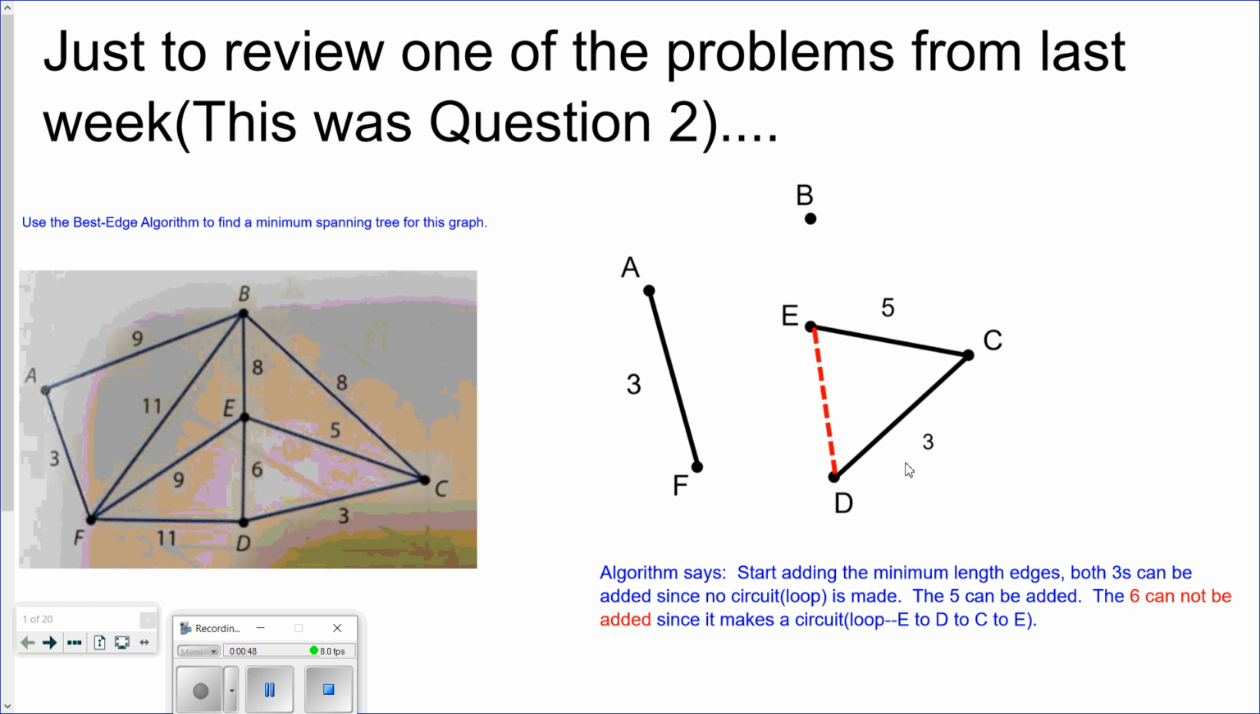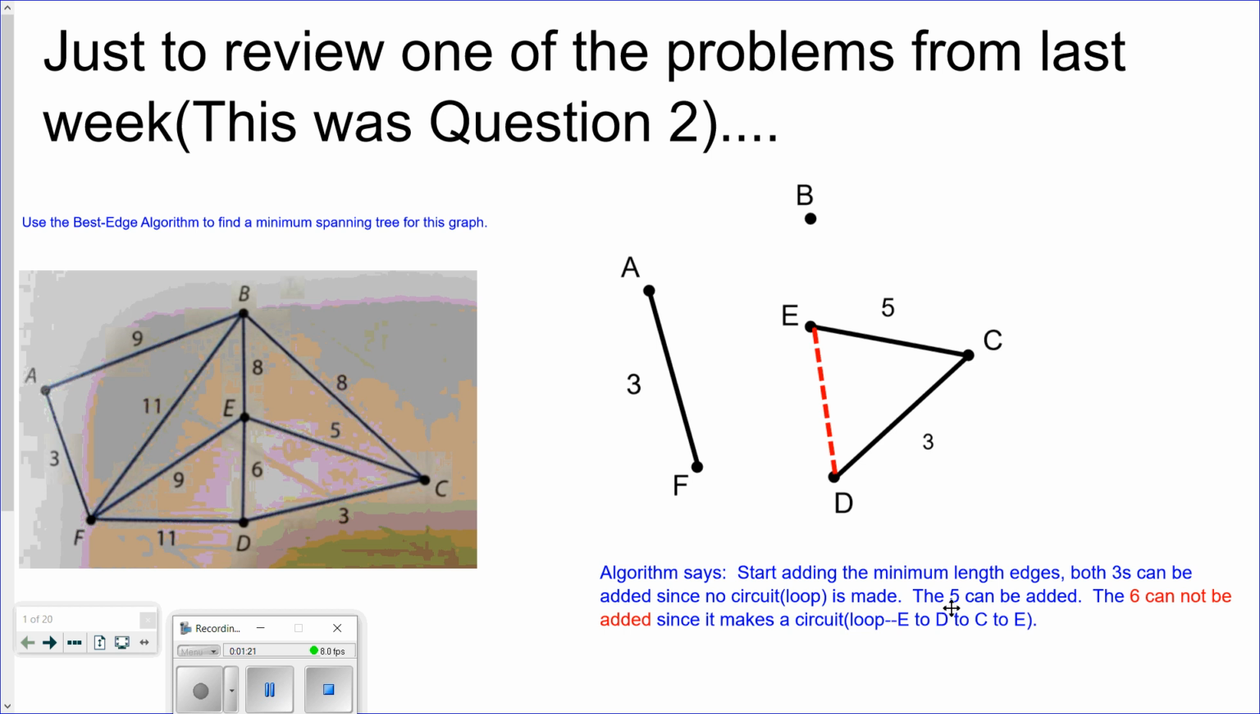So step number 1, which I didn't write down, is always to put the vertices on the graph, and then the next step is to add the minimum length edge. So in this graph, 3 is the minimum. So up here on the graph, I connected A to F, that was a 3, and I connected D to C, which was a 3. And from the directions of the algorithm, you can add both 3's because no circuit or loop was made.